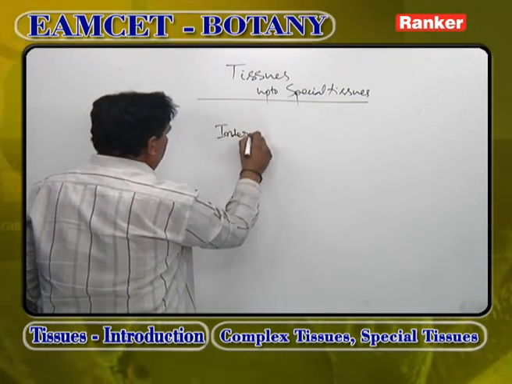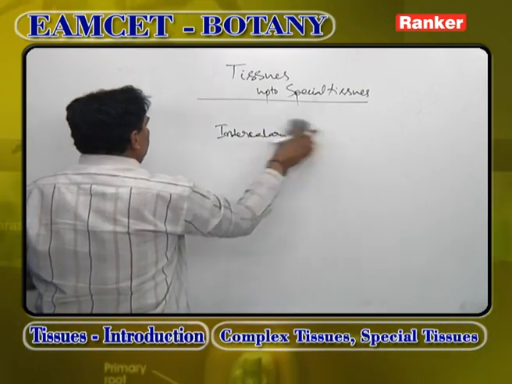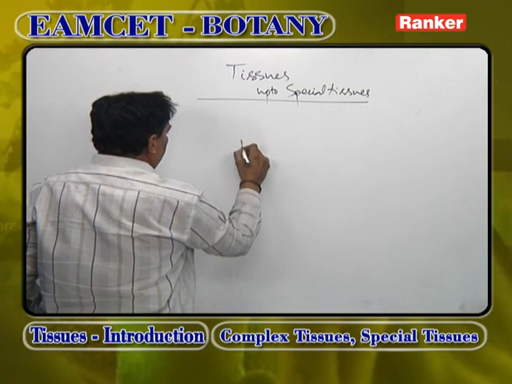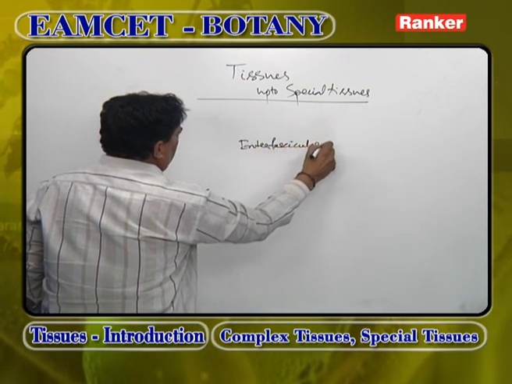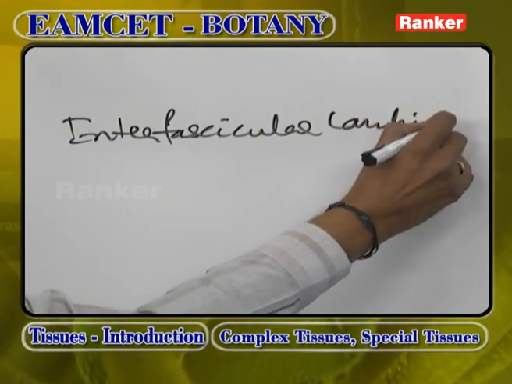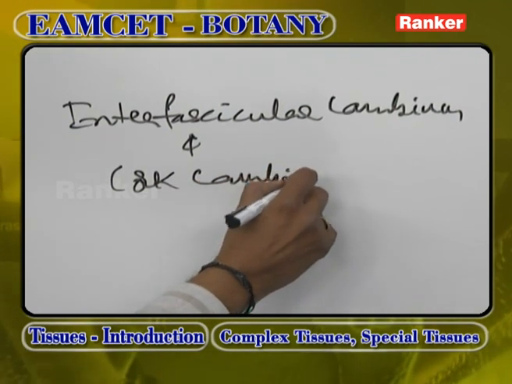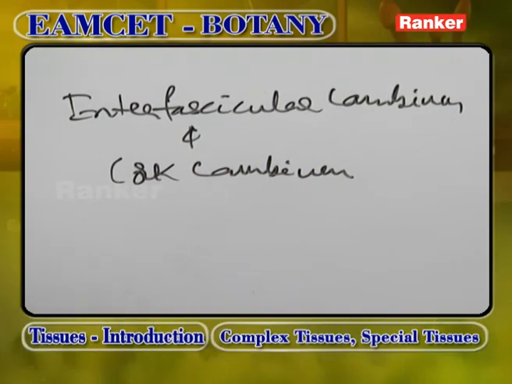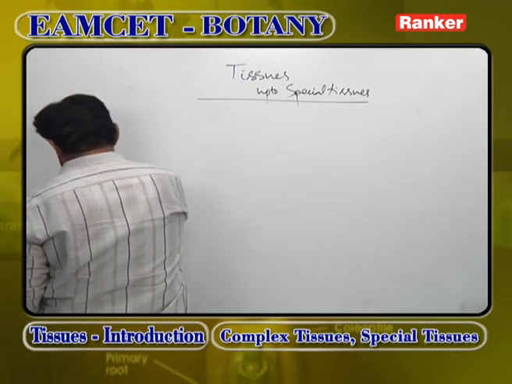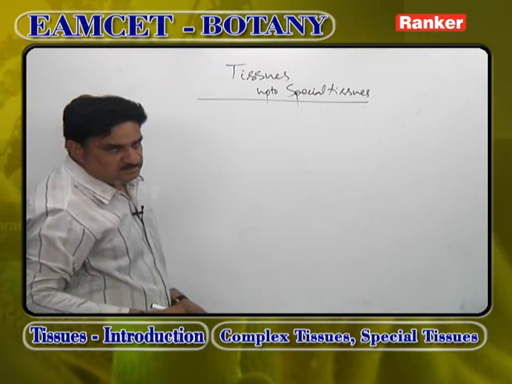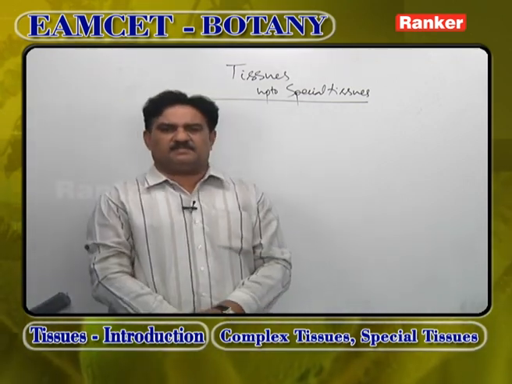The best examples of secondary meristems are interfascicular cambium and cork cambium. These two are the best examples of secondary meristems formed by the dedifferentiation of tissues. Then based on position, apical meristems present at the root tip, stem apex and other places. Intercalary meristems present in between the permanent tissues.